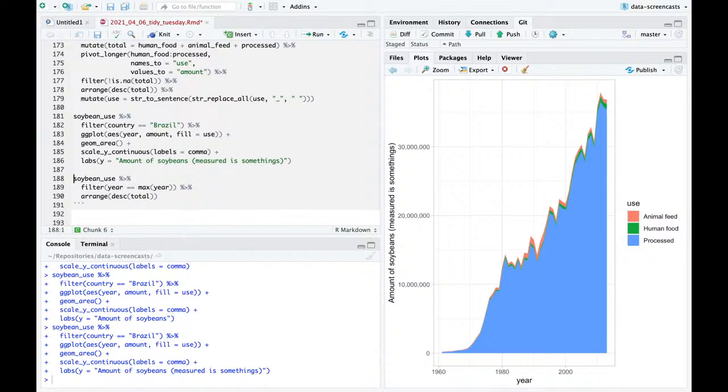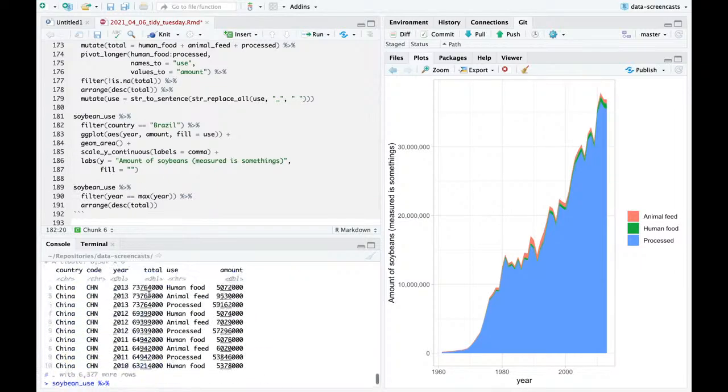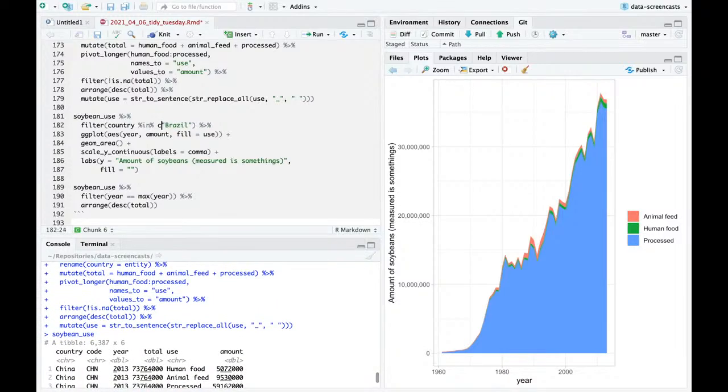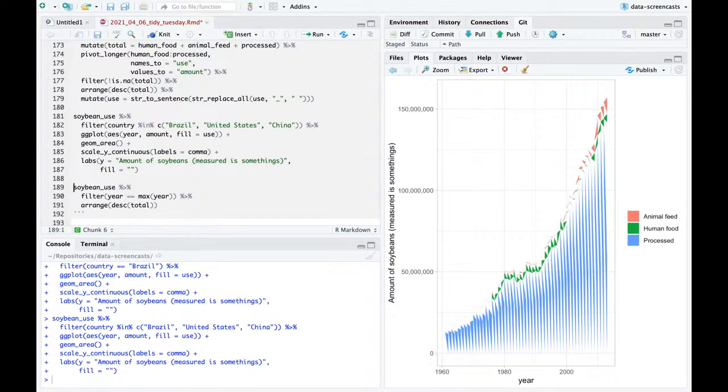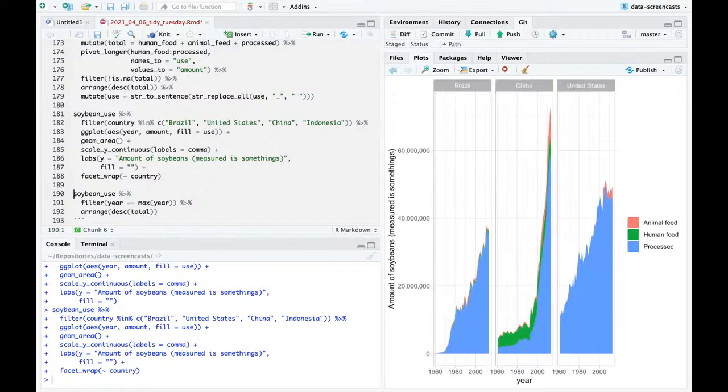All right, so let's find that. With animal food, human food, processed, we can see this is Brazil, but I might want to look at a couple of these top countries. I can look at Brazil and United States and China as one example. And as soon as I do that, I'd better facet wrap by country. And heck, let's throw in Indonesia, because Indonesia was really big in the deforestation graph.